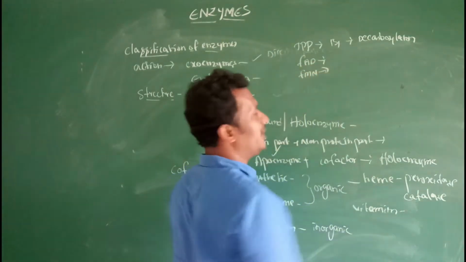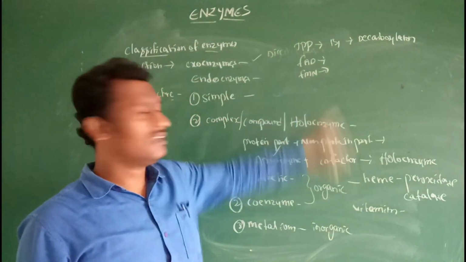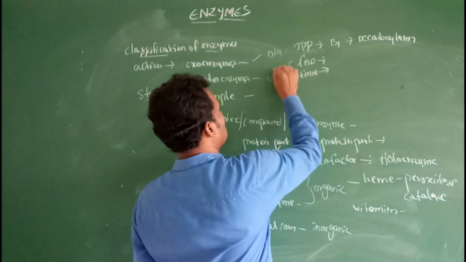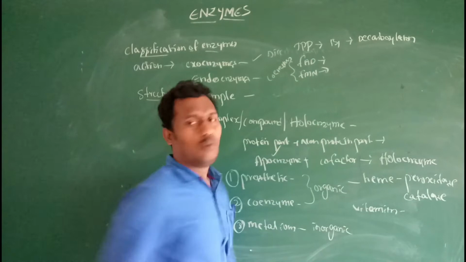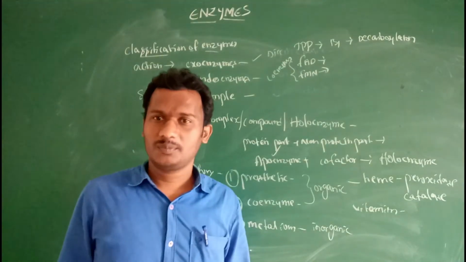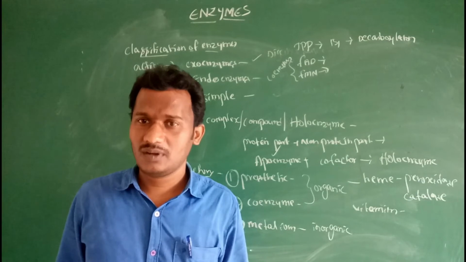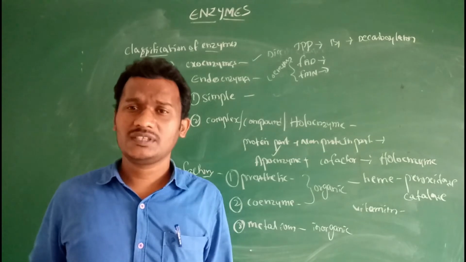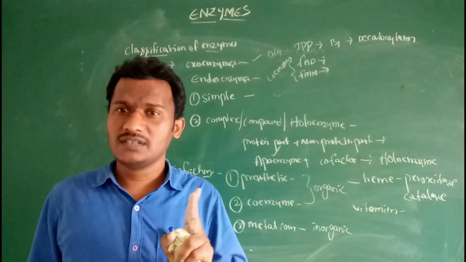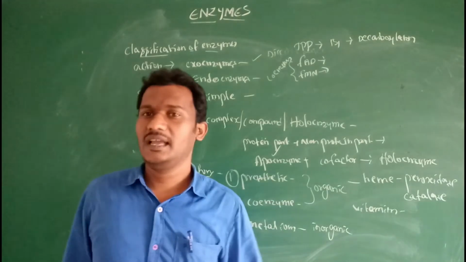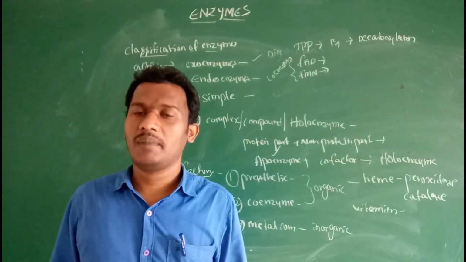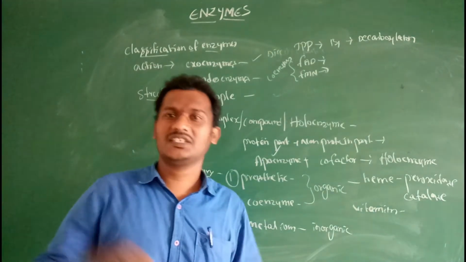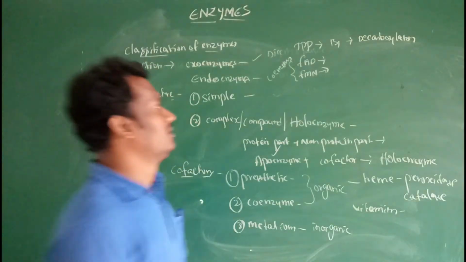FAD is flavin adenine dinucleotide and FMN is flavin mononucleotide. So these are coenzymes, mainly in our electron transport system, aerobic respiration. FAD is a prosthetic group or coenzyme in complex 2. Then FMN is a prosthetic group or coenzyme in complex 1. These are very useful to transfer the electrons, oxidation as well as reduction.